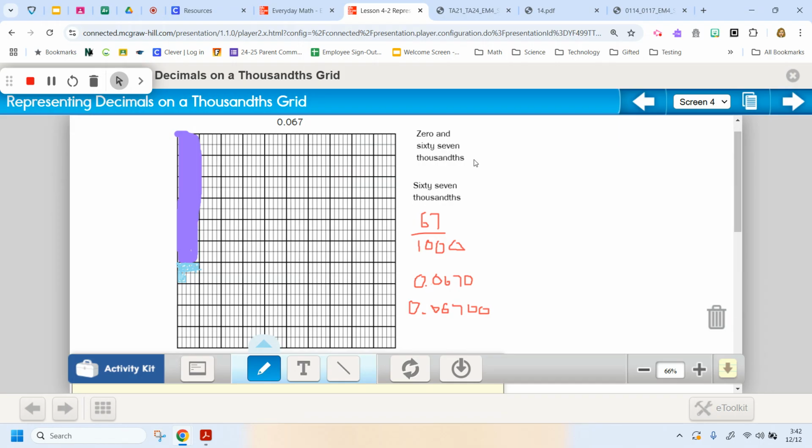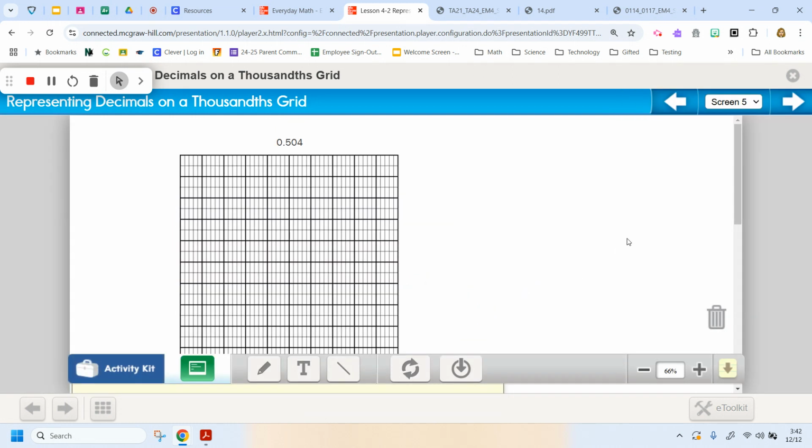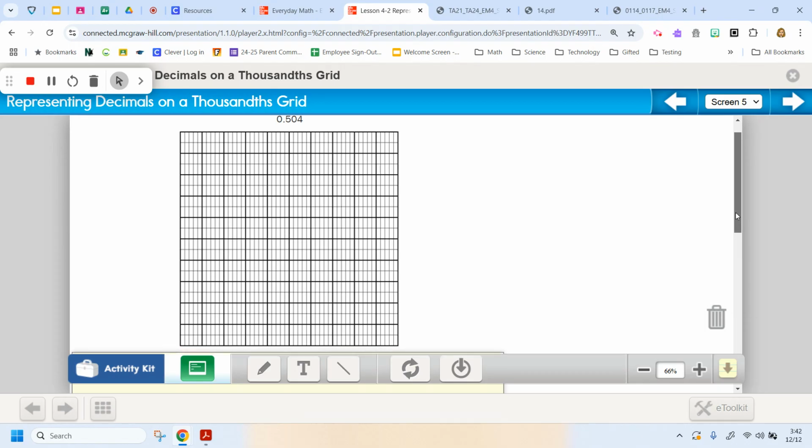All right, let's move on to the next one. I would like you now to pause the video and see if you could come up with some names over in the margin of your paper. What are some other names for this decimal?